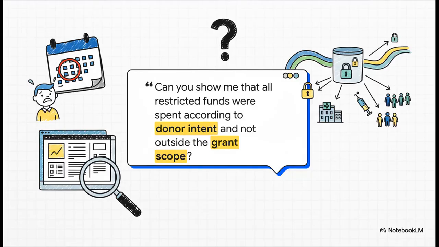So picture this. You're the finance director at Hope Springs Community Health Center. It's the first day of the annual audit, and your auditor leads with this exact question. Now, on the surface, it seems simple enough. But for so many of us, that question triggers a little bit of a cold sweat as we open up QuickBooks and just pray we can find a clear answer.